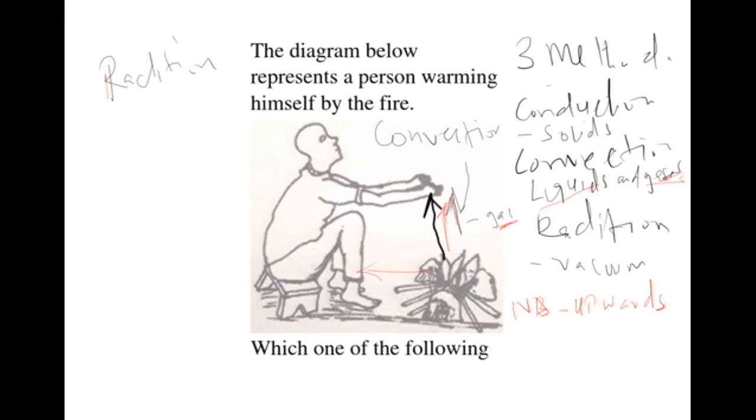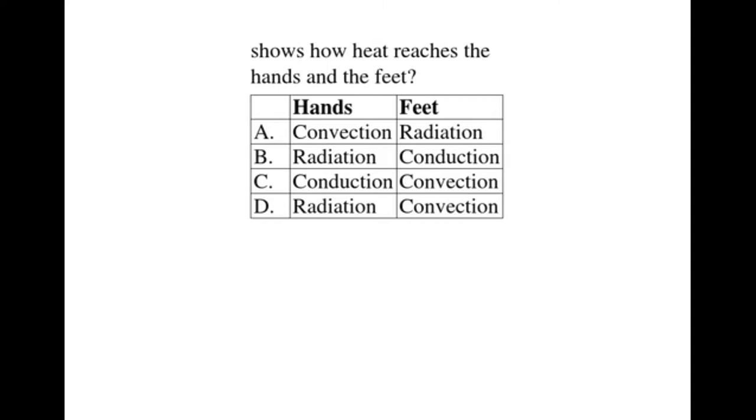Since we have said radiation does not require any medium for it to be transferred from one point to another, it was able to move sideways. So in other words, heat through radiation moves downwards and sideways. It was able to move sideways here until it reached the feet. So the heat was transferred to the ants through convection, and to the feet through radiation. So the correct answer there is A.